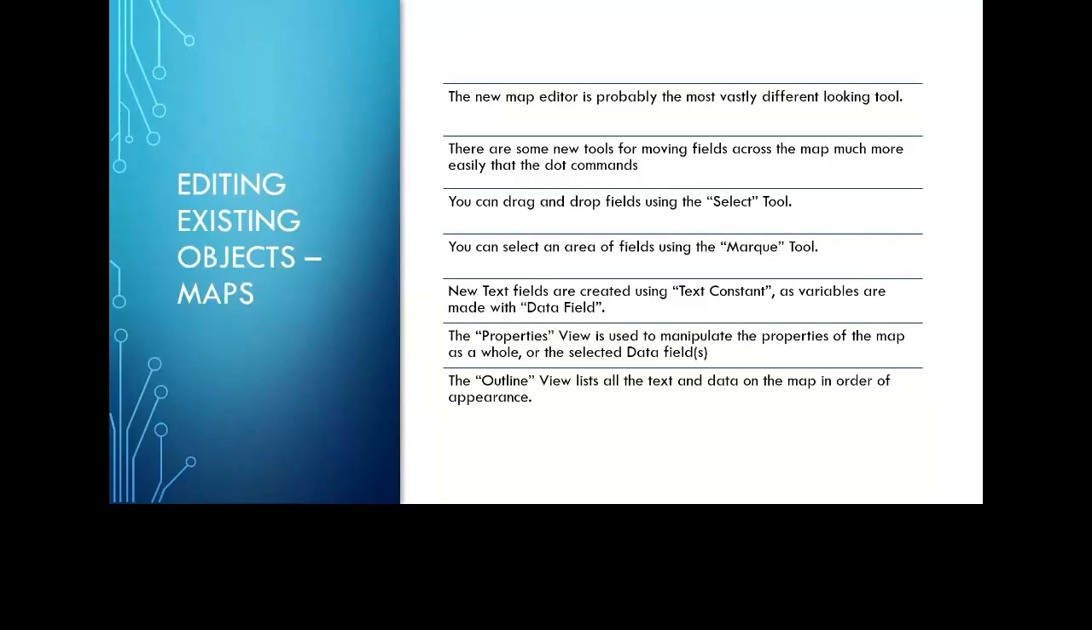And then the outline view lists all the text and data on the map in order of appearance from left to right, top to bottom, so you can easily find any variables.